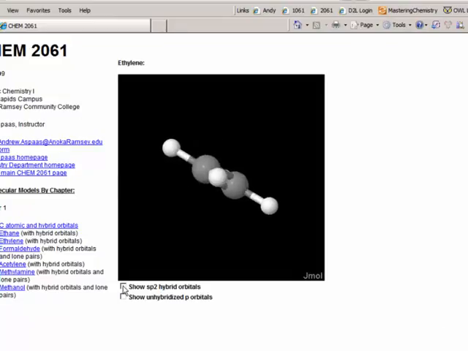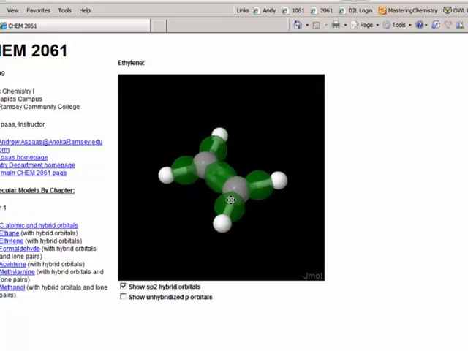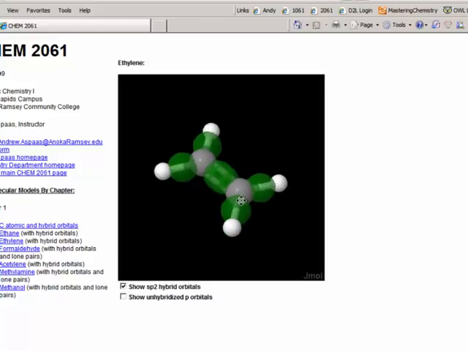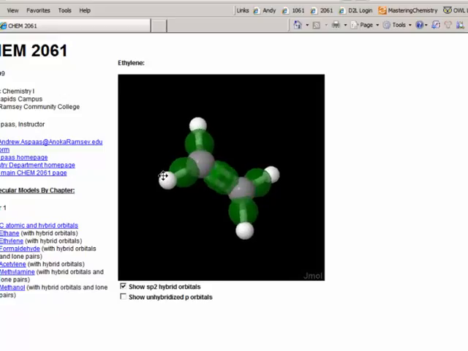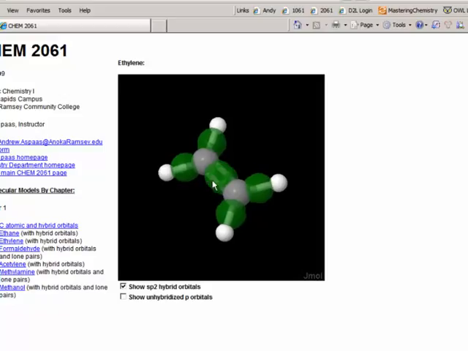So if I show you the sp2 hybrid orbitals, those exist in between each of the atoms. So the carbons have those sp2 hybrid orbitals. They overlap with the hydrogens to make the CH bonds. The carbons will overlap with each other to make a sigma bond in between them, okay? But that's only 2 electrons.